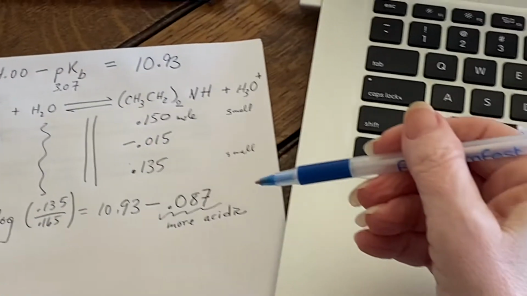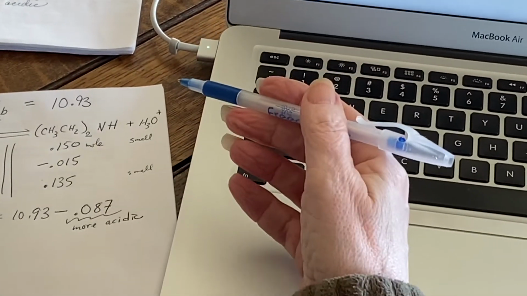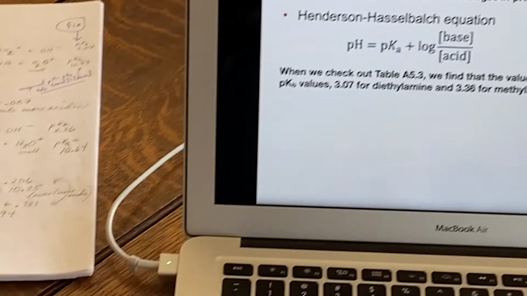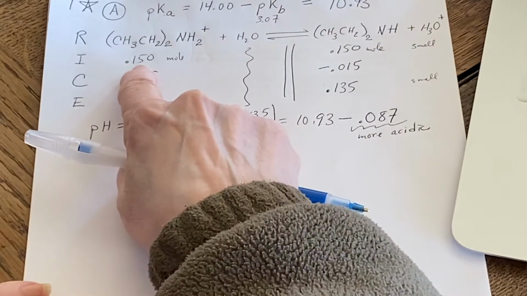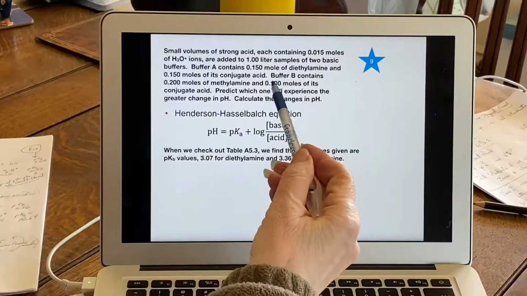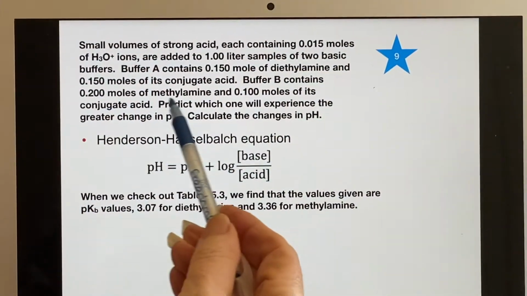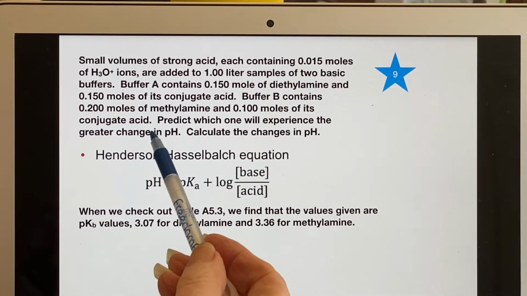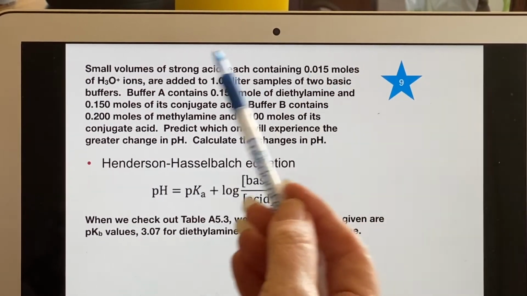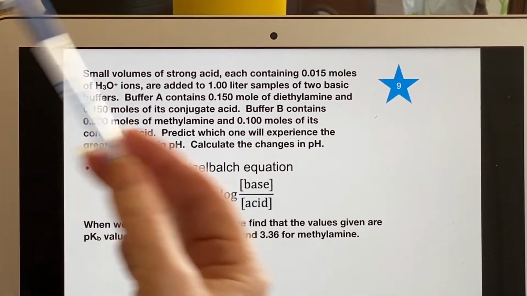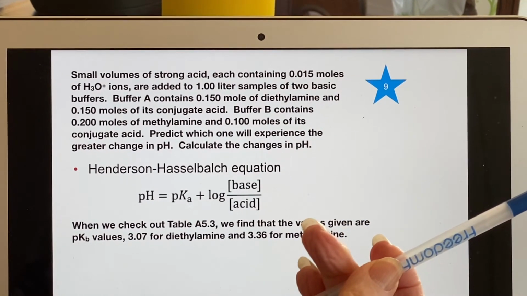So that is what happened to buffer A when you did that. You will note buffer A started at the original 10.93 because these were in balance. Now part B: buffer B is 0.2 moles of methylamine and 0.1 moles of its conjugate acid. All right, we're going to want to turn that one around also, so that we want the acid on the left and the methylamine on the right.